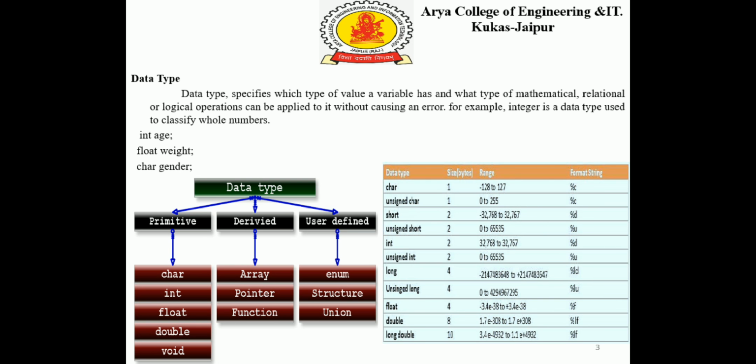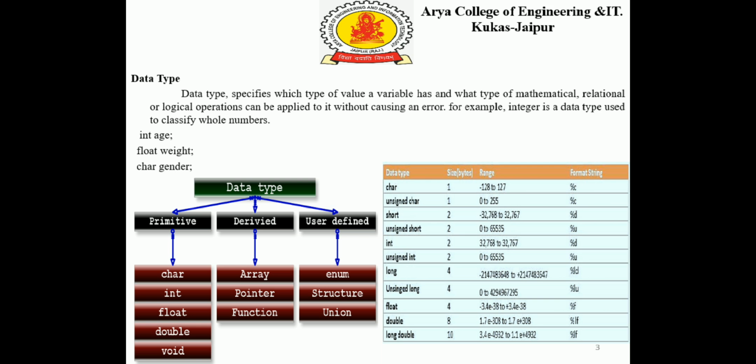Next, the data type. The data type is defined as which type of value will be stored in a given variable. If the value stored in a variable is integer, then its data type is integer. Otherwise, if the data stored is float, then its data type is float. And if it is having character value, then its data type will be character. We will see the types of data types.